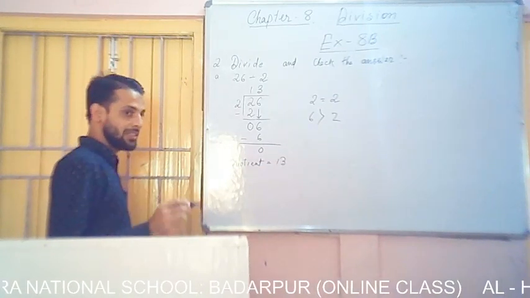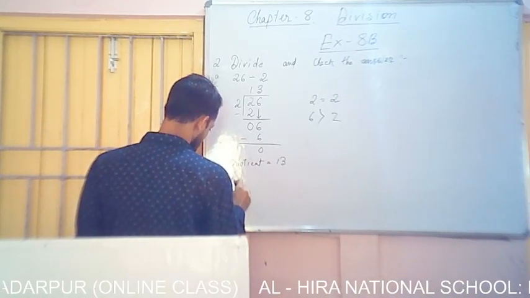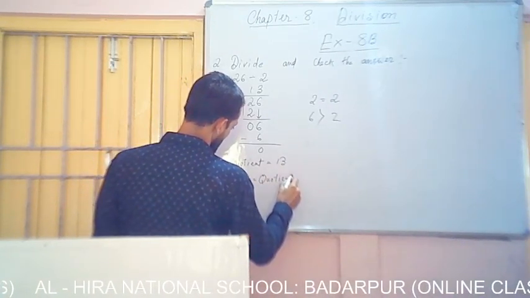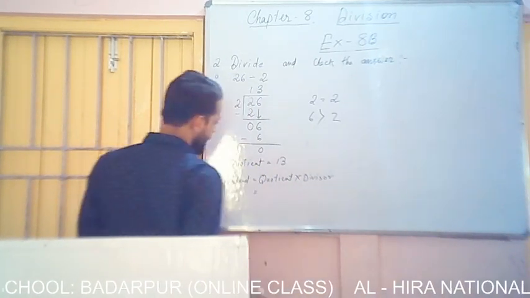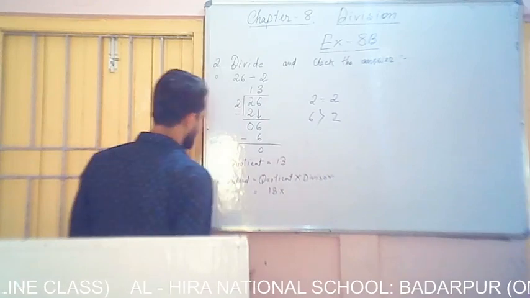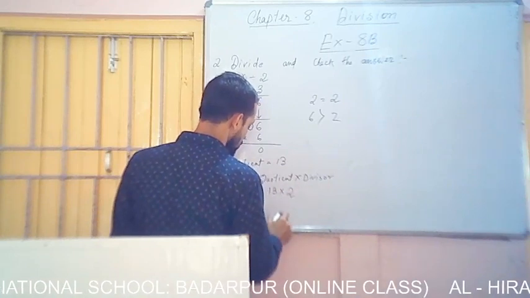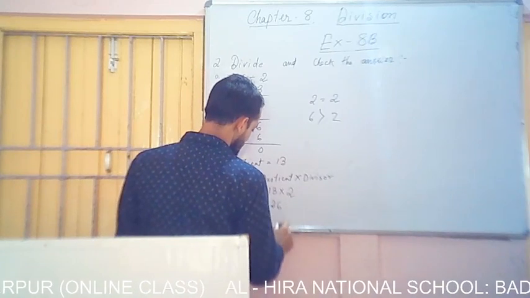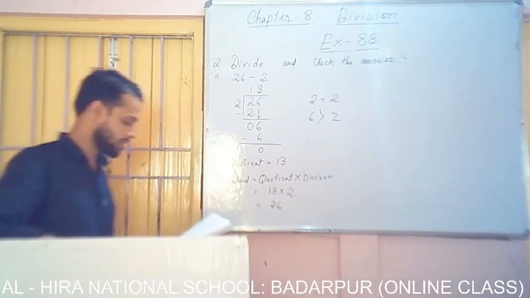Now we have to check whether the answer is correct or not. So by applying the previous formula, dividend equals quotient into divisor. Here the quotient is 13 and the divisor is 2. After multiplying 13 by 2 we will get 26, which is equal to the dividend. So that is why the answer is correct.